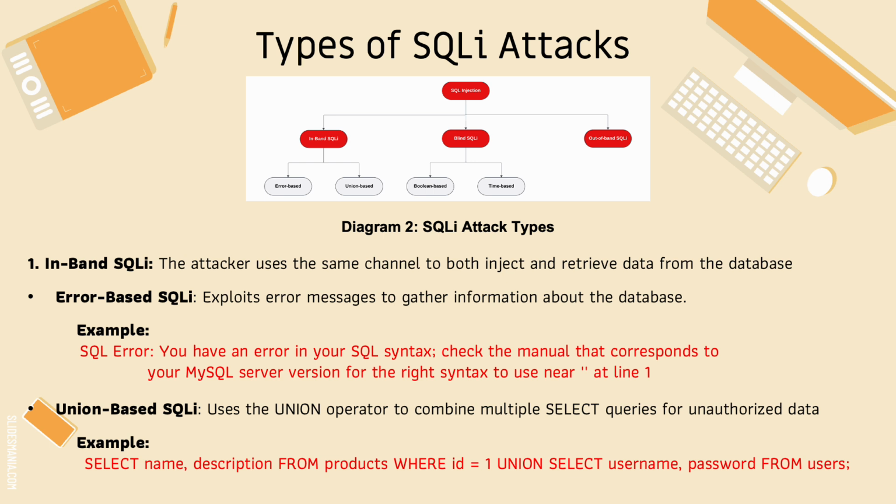Regarding union-based SQLi, the attacker uses the UNION operator to combine the results of multiple SELECT queries. This lets them pull data from different tables and access unauthorized information. For example, SELECT name, description FROM product WHERE ID = 1 UNION SELECT username, password FROM users. Here, the attacker could potentially access both product details and sensitive user information like usernames and passwords just by using the UNION operator to merge the results.